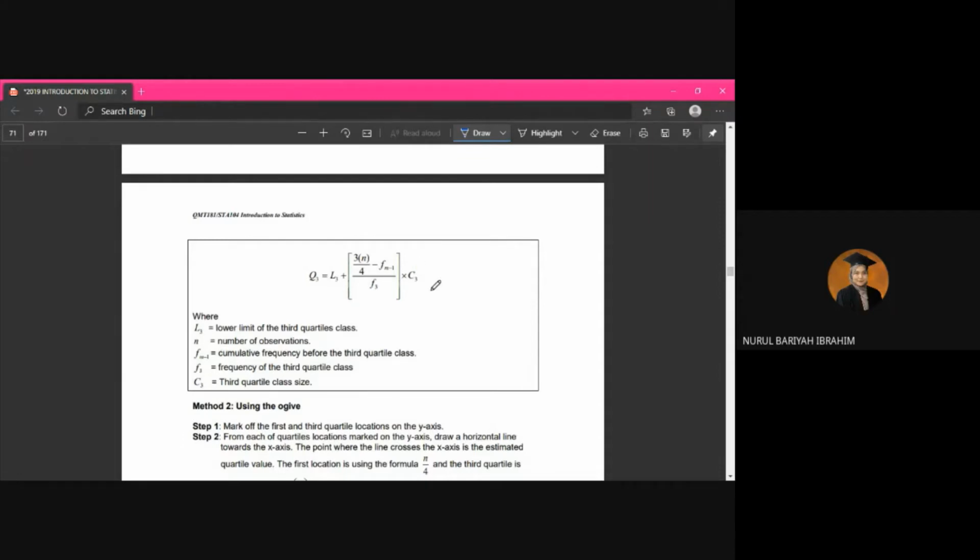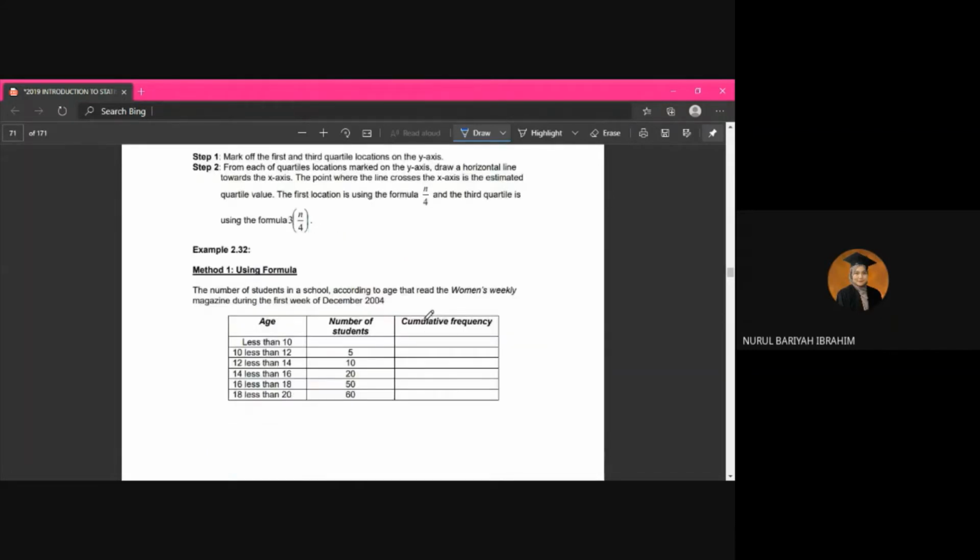And for your information, this formula will be given in the exam. So there is no need for you to memorize the formula, but you still need to know how to use it. You need to know what L3 is, what F3 is, and how to find them from your table.